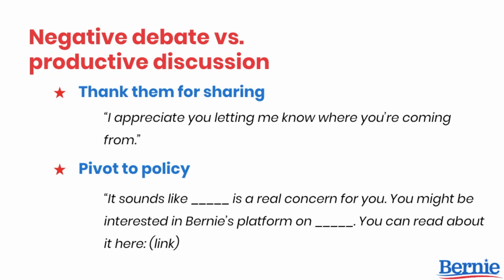If someone is pulling the discussion into a more abstract or personal direction, a helpful strategy can be to pivot to a concrete policy position that Bernie holds that you suspect may resonate with the voter. So for example, you might say something like, "It sounds like the cost of healthcare is a real concern for you. You might be interested in Bernie's platform on Medicare for All, which would guarantee quality healthcare to everyone while eliminating premiums, deductibles, and copays. You can read all about it here," then provide the link to Bernie's issues page on Medicare for All.